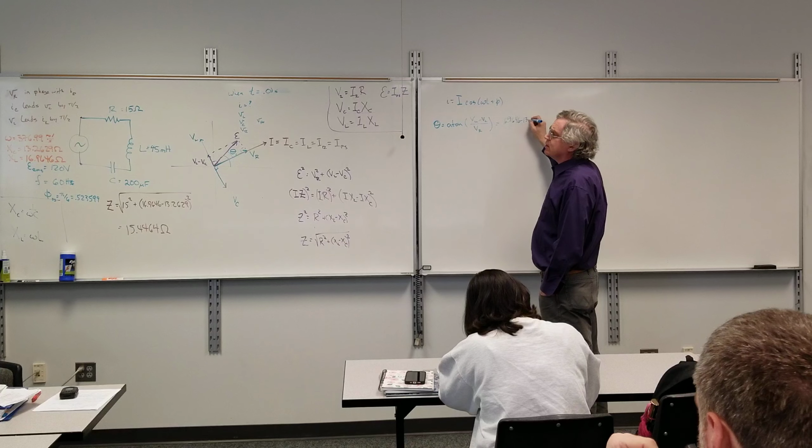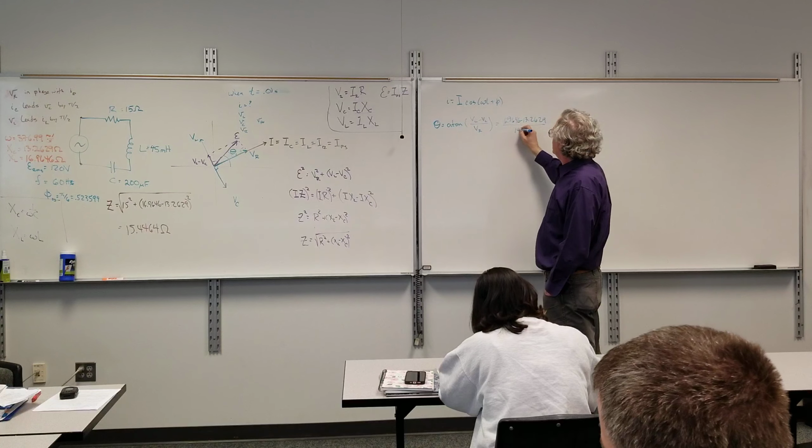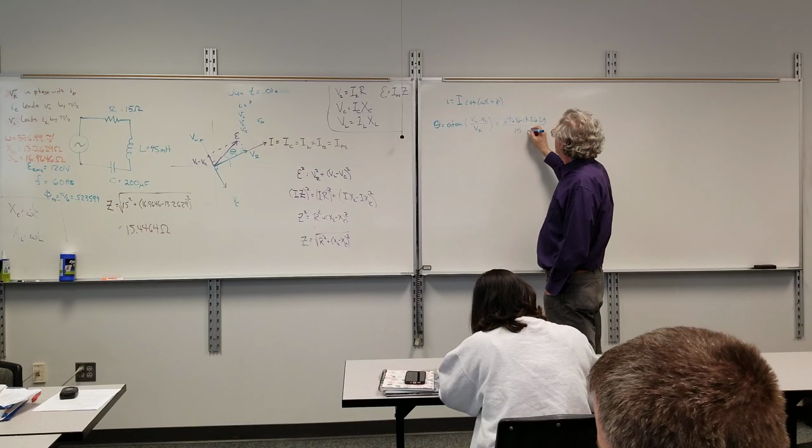$16.9646 minus 13.2629 divided by 15. No, not 15. Where did that come from? Oh, I skipped some steps there.